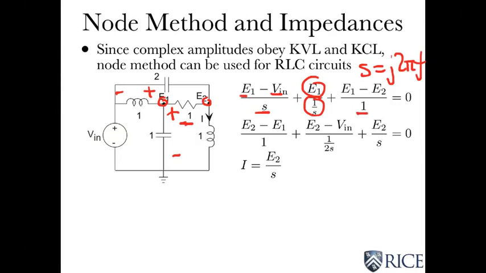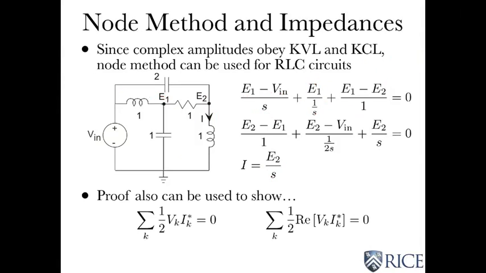So you should check the equations and make sure I didn't make an error. And of course the final step is to express the output, which is that current, in terms of node voltages, and in this case it's E2 divided by the impedance of the inductor, which is 1S. Okay, so everything follows. So you can solve any circuit using the node method, whether it's just resistors or whether it's RLC circuits, it really doesn't matter. You can solve all of them.